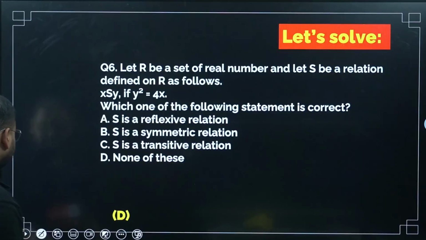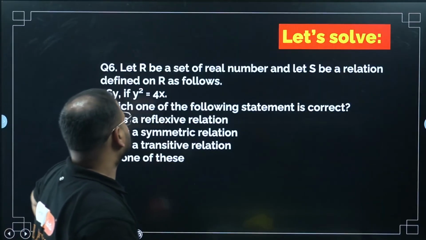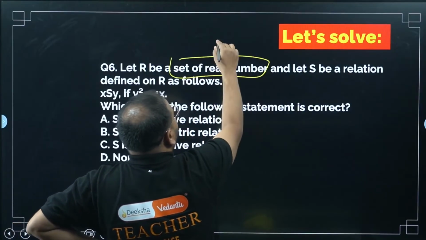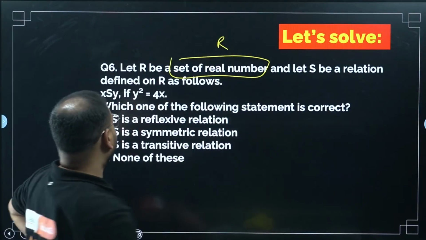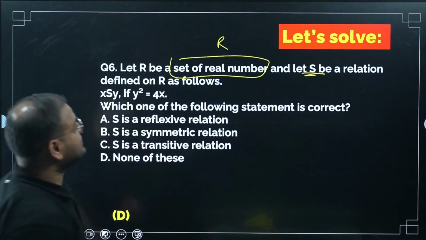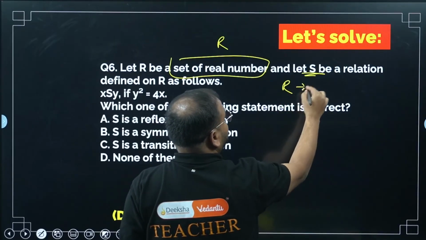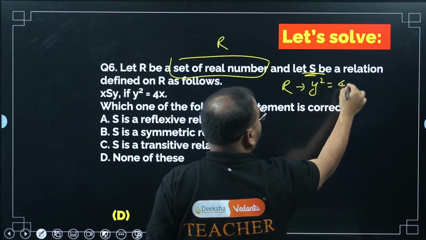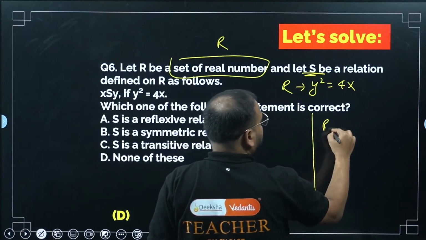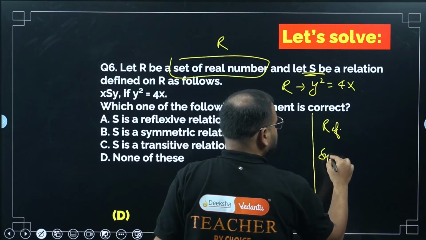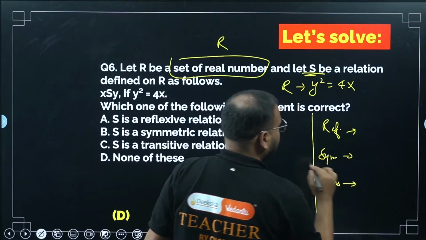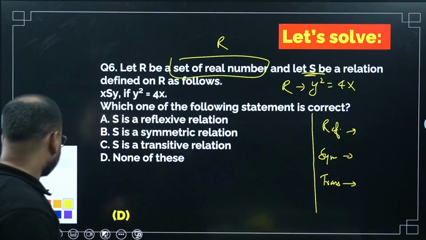Okay, let's start. 6th question. Let R be a set of real numbers R. Okay sir. S be the relation. What's the relation given here? y square equals 4x. Before going into all of this, what we're going to do? Write the list: reflexive, symmetric and transitive.